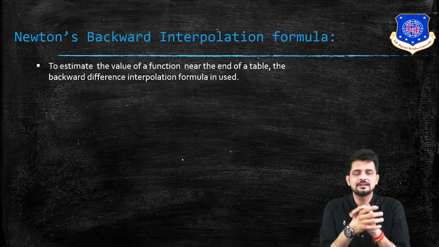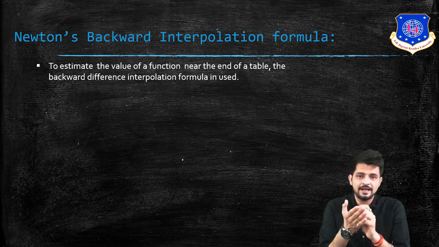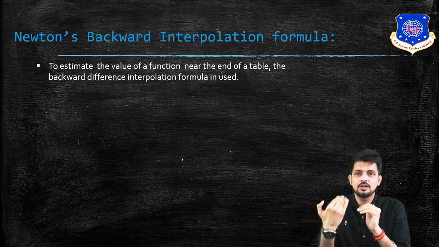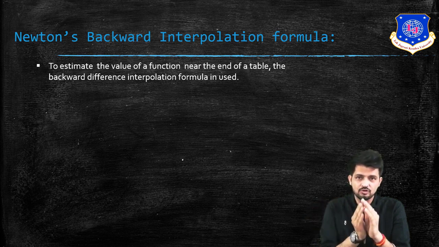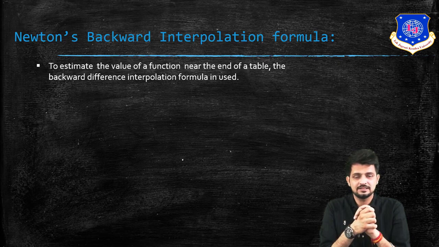What is the basic difference between Newton's forward and Newton's backward? When do we have to apply Newton's forward and when do we have to apply Newton's backward? See, when the function value is to be estimated for the value of x near the end of the table, then we have to use the backward interpolation formula. If we want to find the function value for the value of x at the beginning of the table, then forward interpolation is used. And if we want to find it for the value of x at the end of the table, then Newton's backward interpolation formula is used.